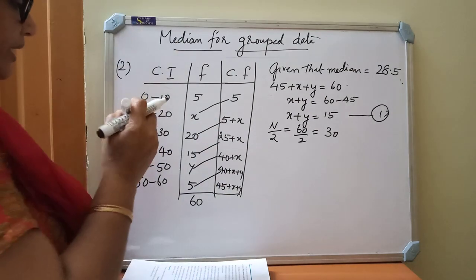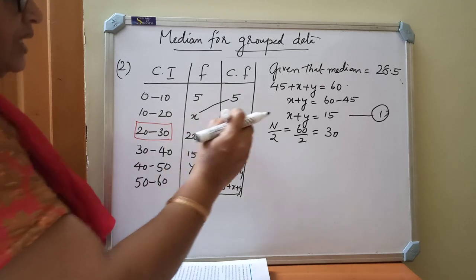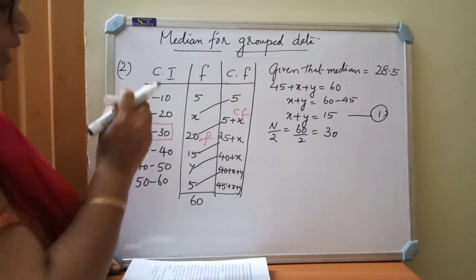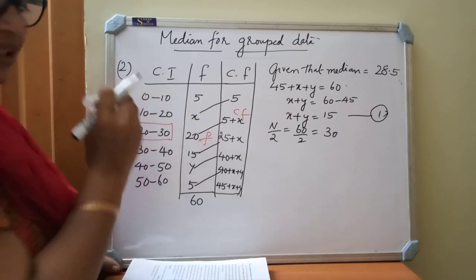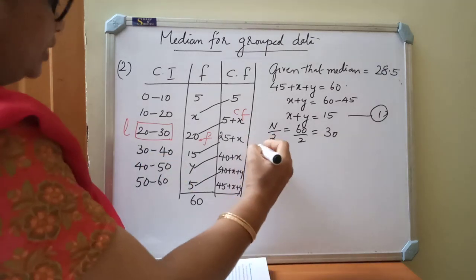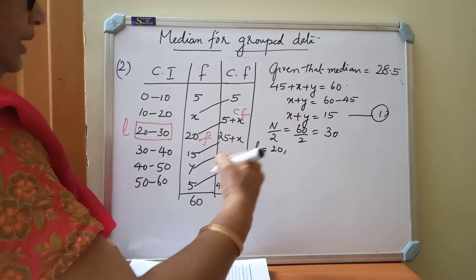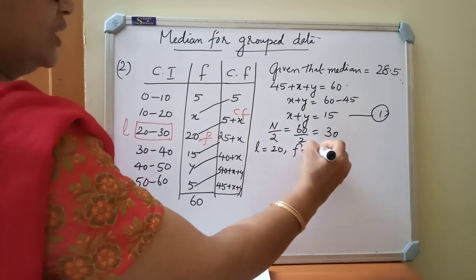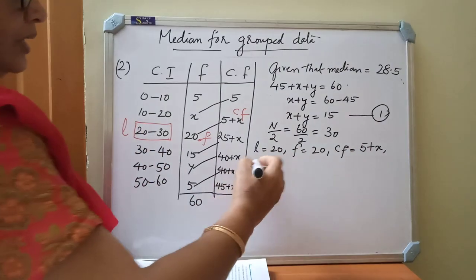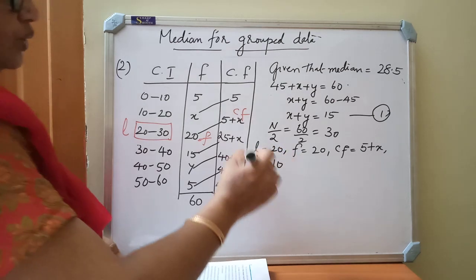So you know that automatically the median class frequency we call as the f value. This is our f. This is our CF. What is our class width? This is our lower limit, 20. What is our class width? 10 minus 0, 10. So whatever data is there, first you must write L equal to 20, n by 2 equal to 30. Then frequency f is equal to 20, CF equal to 5 plus x, and our median is already written here. Then what is h? h is equal to 10. So all the data is there.